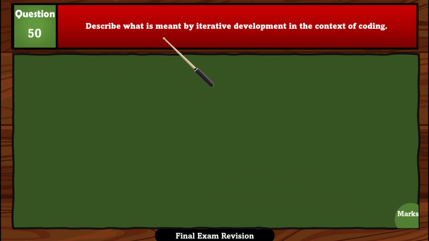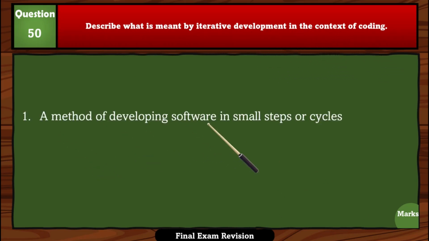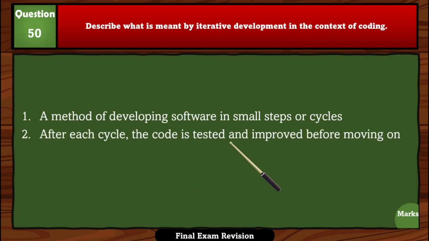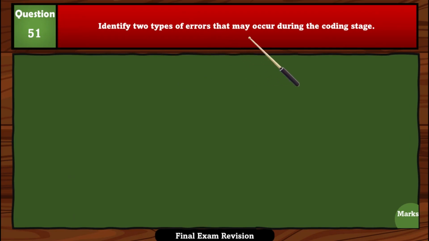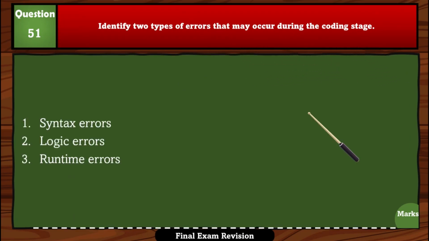Question 50. Describe what is meant by iterative development in the context of coding. It's a method of developing software in small steps or cycles. After each cycle, the code is tested and improved before moving on, allows feedback to be incorporated continuously into the development. Identify 2 types of errors that may occur during the coding stage: syntax errors, logic errors, runtime errors.